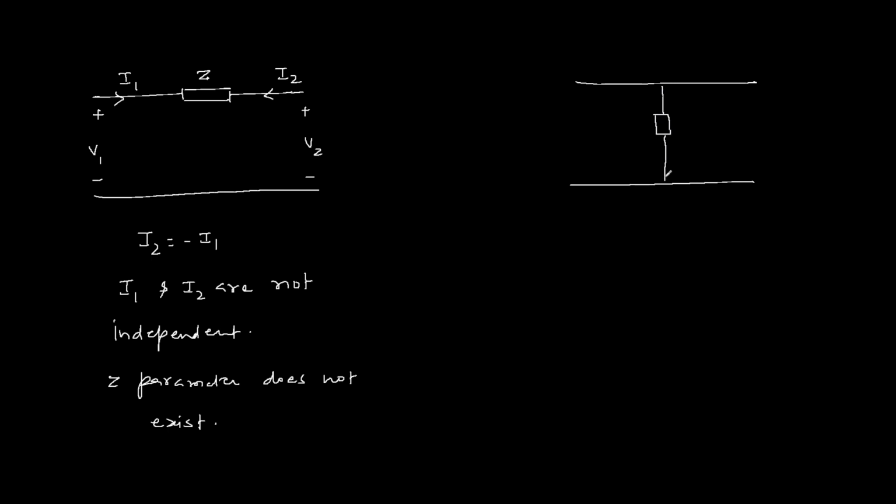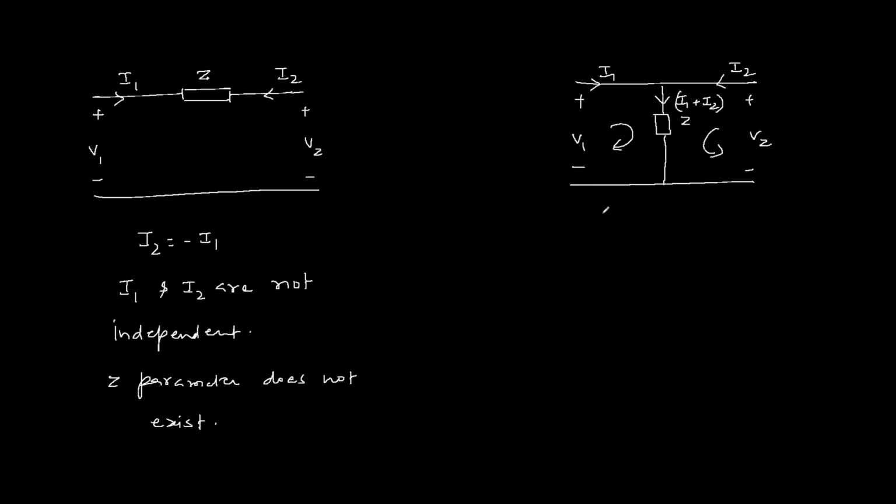In this two-port network, the impedance Z is connected like this. This is port 1 and this one is port 2. Now we have to find out the Z parameter. So current through the impedance Z is the sum of the two currents I1 and I2. Now by applying KVL in these two loops, we can find out the Z parameter.